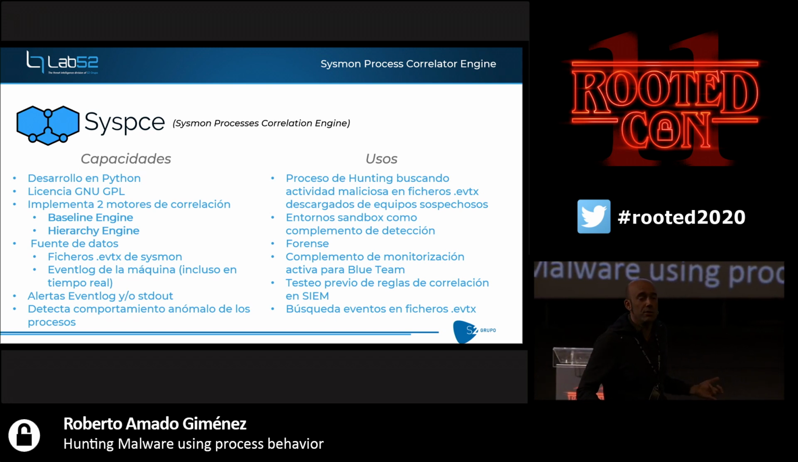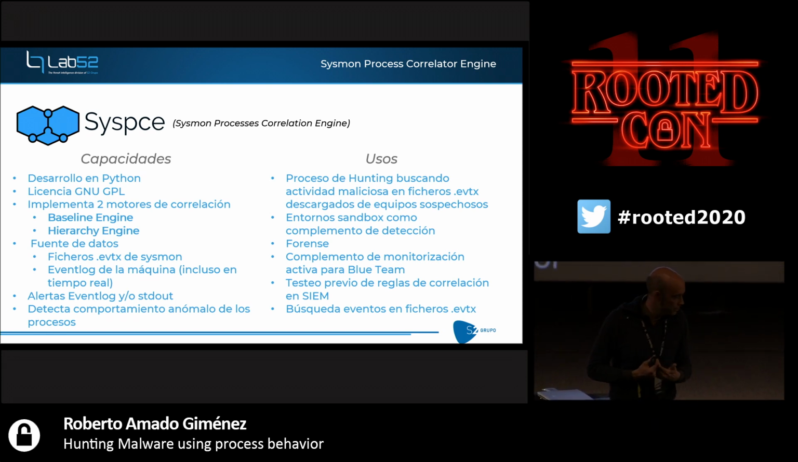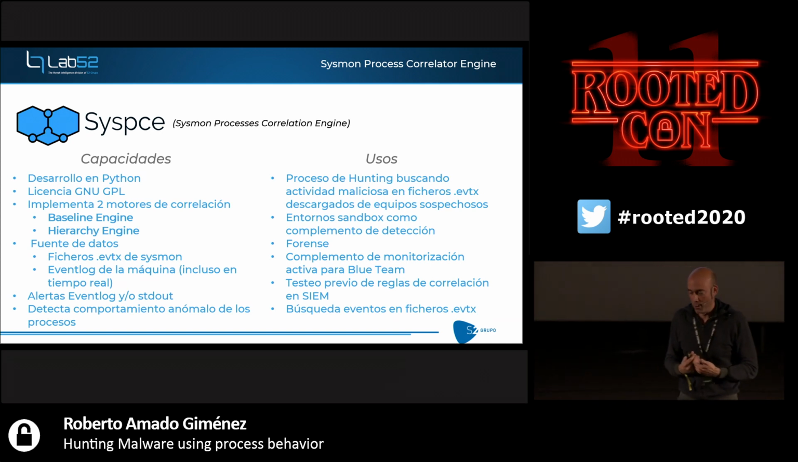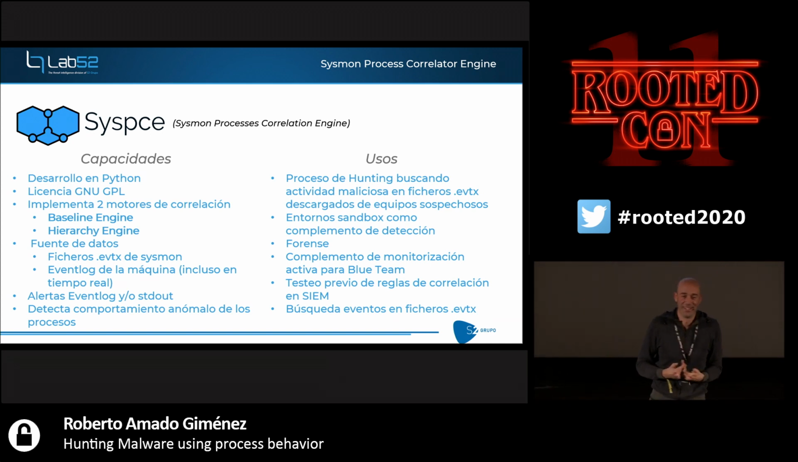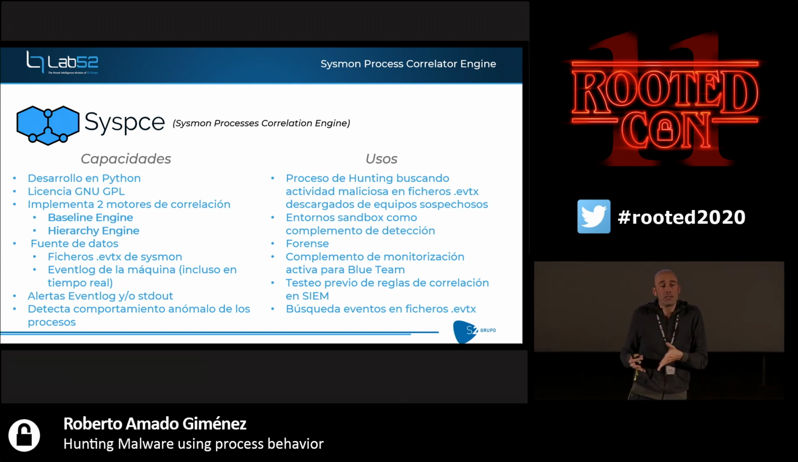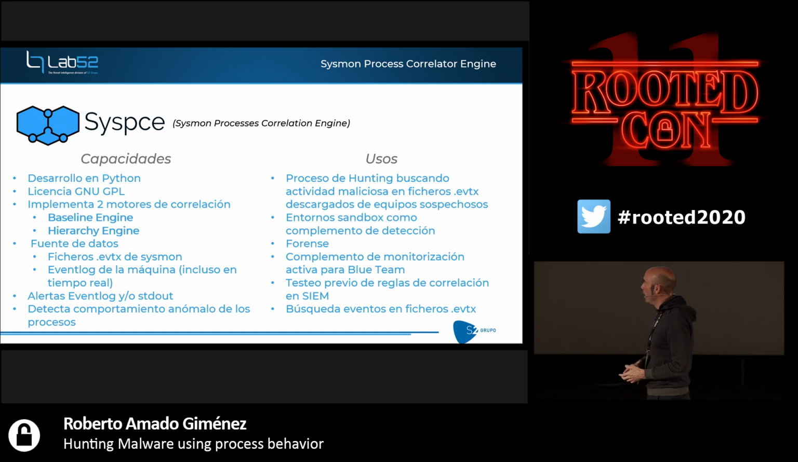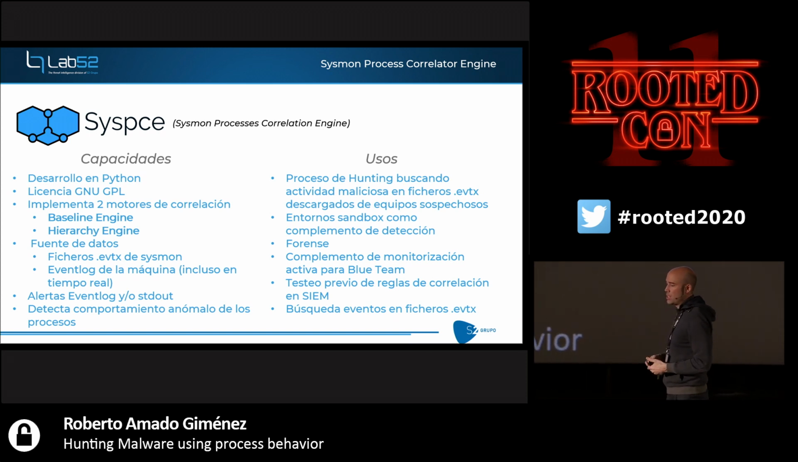The correlator reads from Sysmon files, the VTX files, or I have to be in the spotlight. This is what I'm told, says the speaker, for you to see me. So it can read Sysmon setup files or stay in demo mode, read processes, correlate and alert about risks.